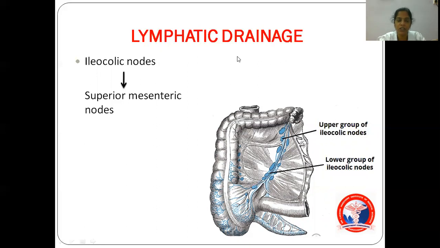The next one is lymphatic drainage. Where does it drain? It is drained by the ileocolic nodes. We already discussed that we have upper ileocolic nodes and lower ileocolic nodes. These ileocolic nodes drain finally into the superior mesenteric nodes. So this is about the lymphatic drainage.